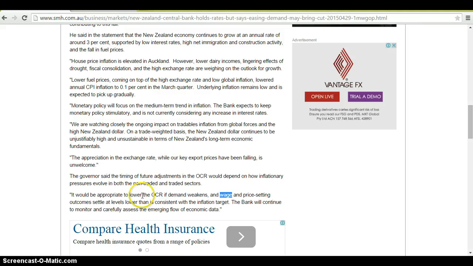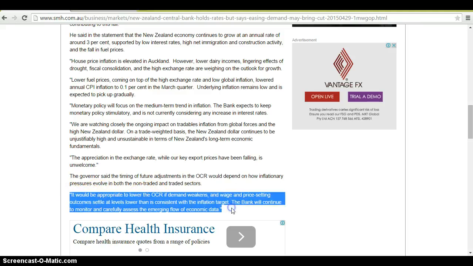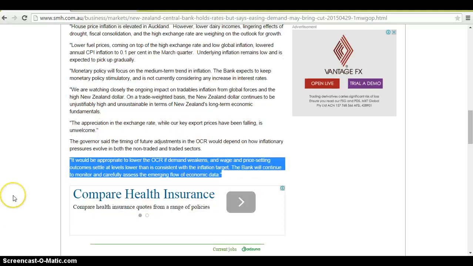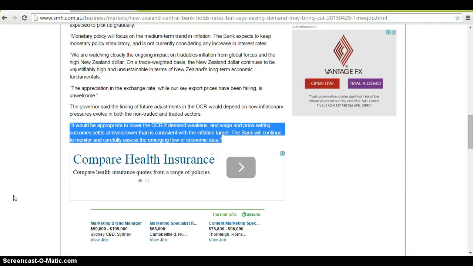So now he's pretty much said in this statement what we're looking at for now. So the bank will continue to monitor and carefully assess the emerging flow of economic data. So right now the economy is on track. Okay, but they'll be looking at inflation too. They'll be looking for indicators to show if demand weakens, as they've said.